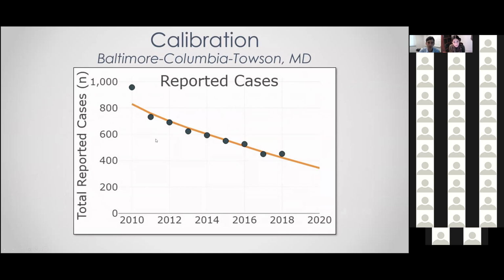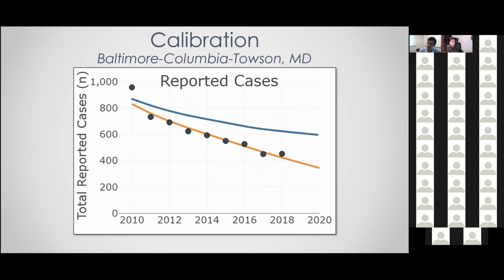The black circles here are total reported cases as recorded by the CDC. And this line here represents one simulation, right? So we might have a set of parameters that leads to this simulation. And we say, well, that's not a bad reproduction of the epidemic that we've seen. So we like that one, right?